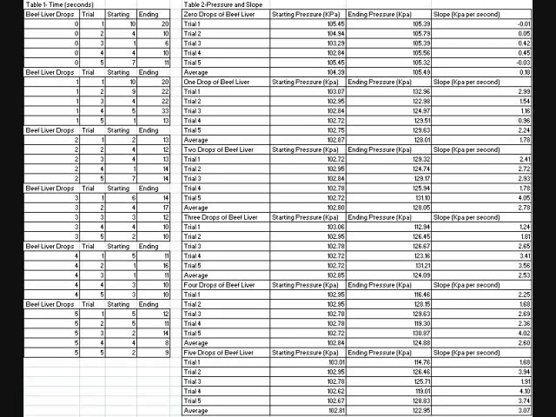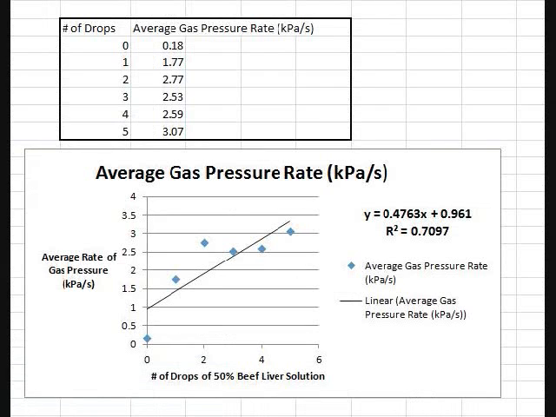Table 1 shows the times chosen. Table 2 shows the pressures in correlation with the times chosen for Table 1 for all the trials. Using the times and pressures from tables 1 and 2, slopes were calculated and are displayed in table 2. Then all of the averages were calculated. Using the amount of catalase and the average slopes, a graph was created to show the overall reaction rate of the enzyme catalase on the substrate hydrogen peroxide. Using the points on the graph, a line of best fit was created with an R-squared value of 0.7097.